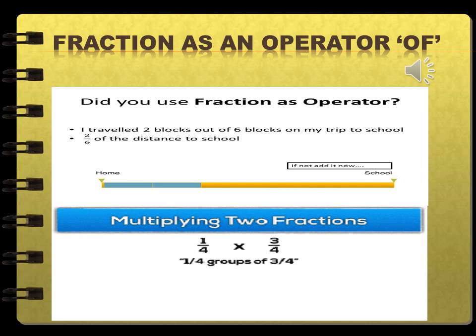Another example taken here is 1 upon 4 multiplied by 3 by 4. So multiply means of. You can even write this as 1 upon 4 groups of 3 by 4.